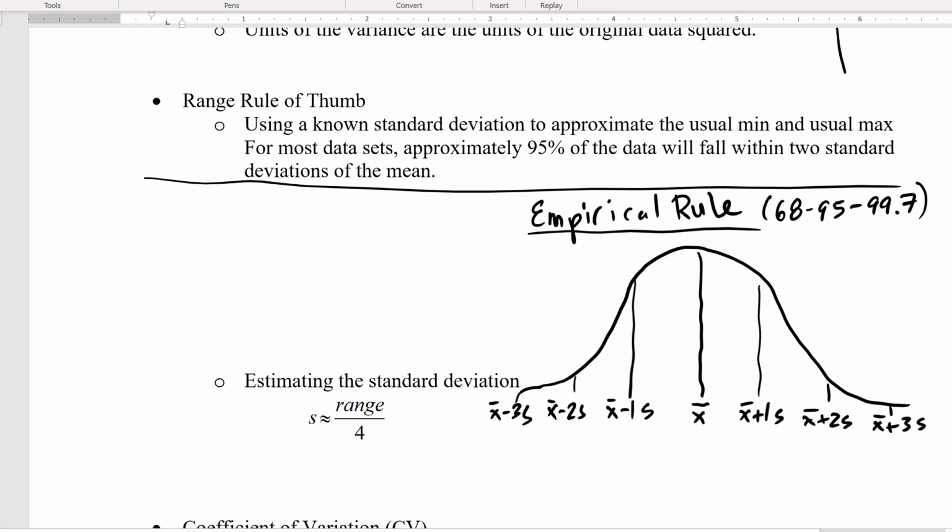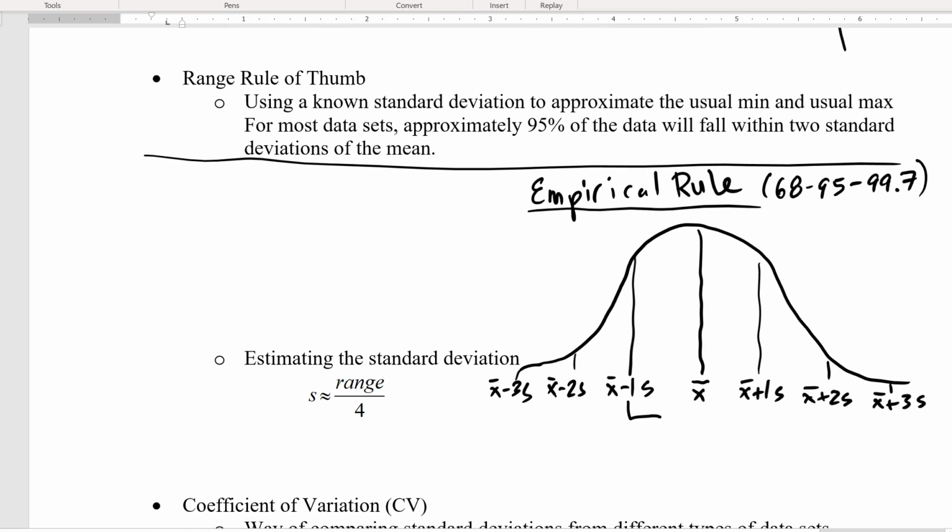What the empirical rule says is that within this one standard deviation, we have 95% of the data. Oh, geez. I'm a liar here. Sorry.